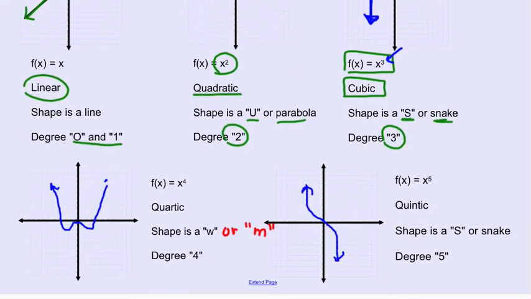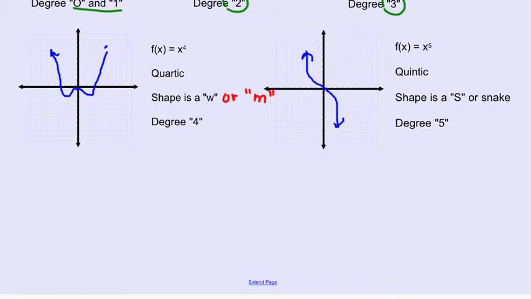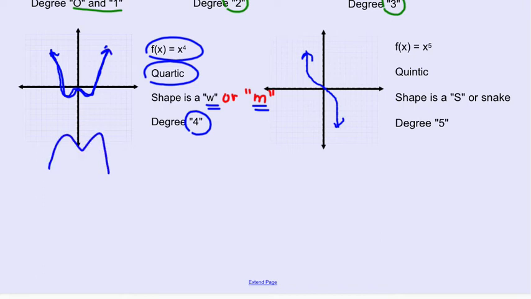Two more to talk about. When you have a function, and now it's x to the 4th, what you call it is a quartic. It looks like a W or an M. The degree is a 4. So the W would look like this, or if you had an M, it might look something like that, opening down.